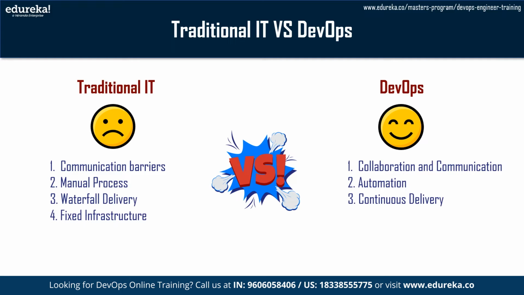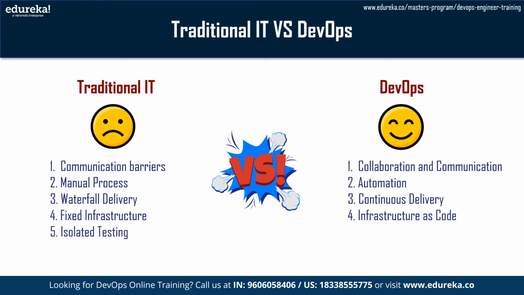Fixed infrastructure. So, traditional models involve manually managing and configuring infrastructure, which can result in inconsistencies in reproducing code environments. But DevOps utilizes infrastructure as code principles, allowing for the automated provisioning and management of infrastructure.